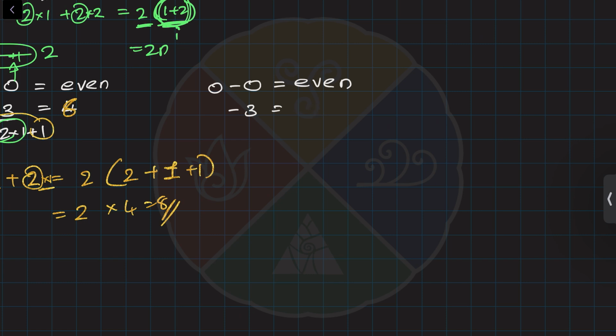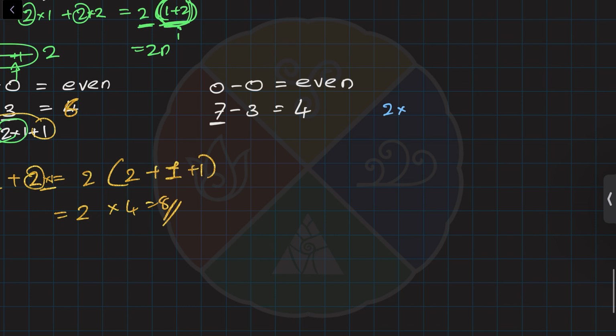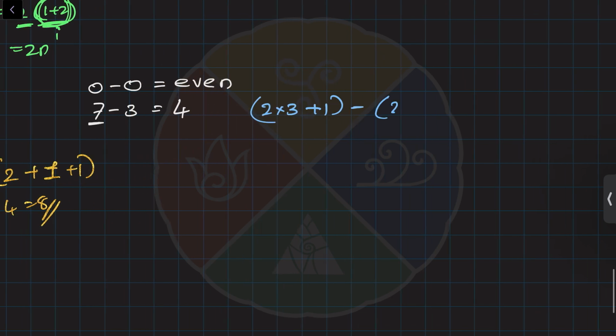I'm taking another example. Let's take the number 7. 7 minus 3, what is it? It's going to be 4. Why? 7 could be represented as 2 into 3 plus 1. Similarly, 3 could be represented as 2 into 1 plus 1. Now this 2 part will come as it is. This minus will go inside, I can simply remove this bracket, and everything is going to become minus. This will become minus, this will become minus.